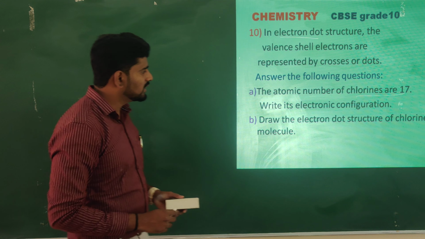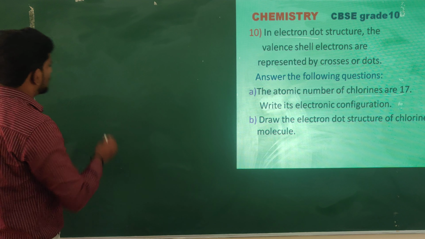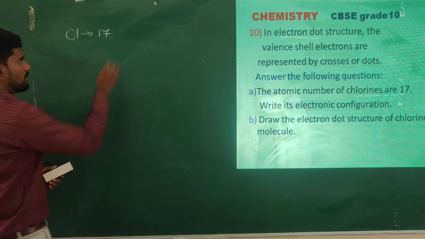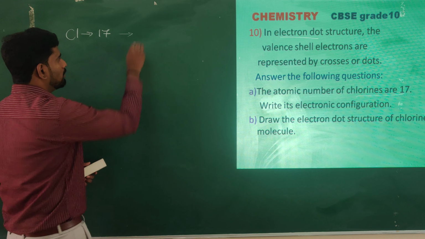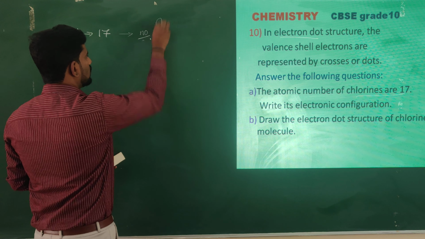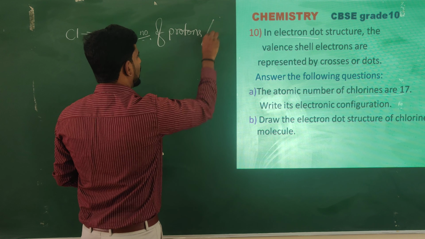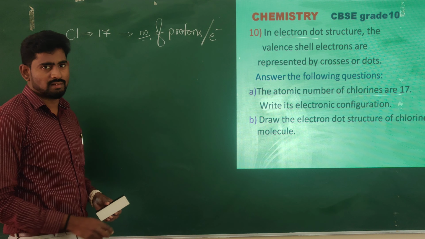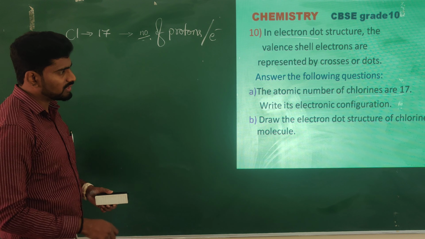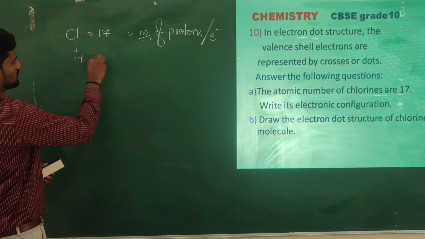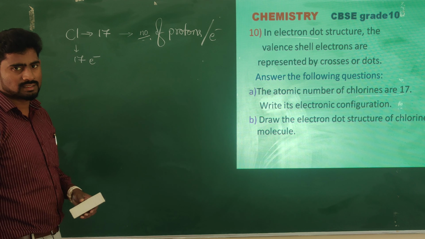The first question is, the atomic number of chlorine is 17. Chlorine, the atomic number is 17. So atomic number 17 means the number of protons or number of electrons is equal to 17. So write its electronic configuration. Here the chlorine has 17 electrons, hence its atomic number is 17.